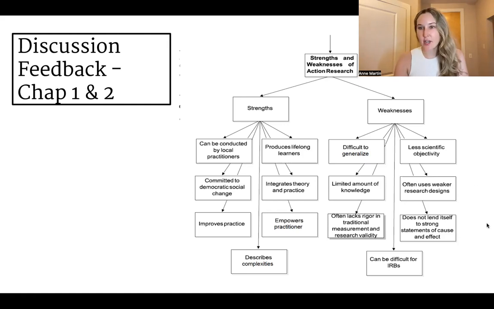And again, it's definitely not going to have cause and effect. They mention here that it often uses weaker design. It doesn't have to be the case. But again, since this is something that is just married to someone's practice, it often does use designs that are easier to employ on a day-to-day level.